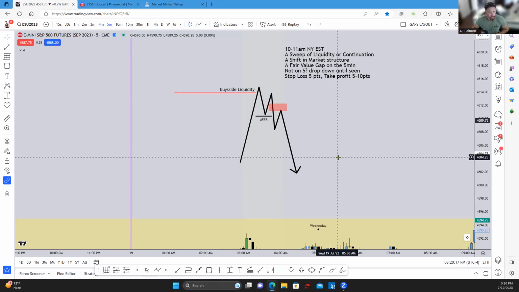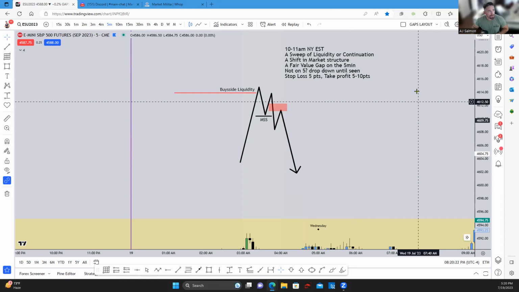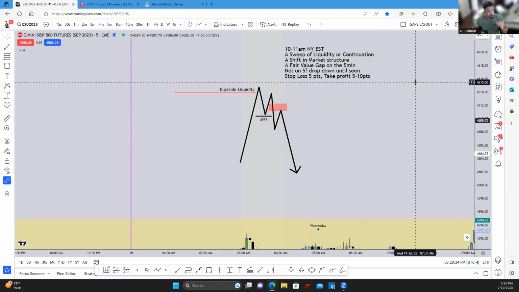So what are we looking for? We're looking from 10 to 11 a.m. New York Eastern Standard Time. That is going to be our trading window.